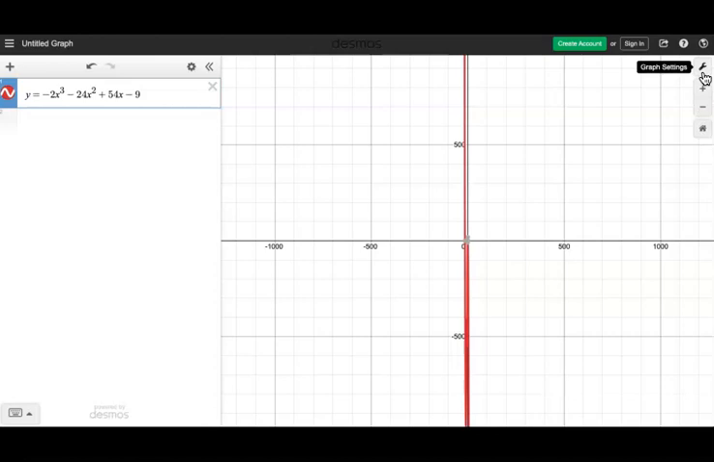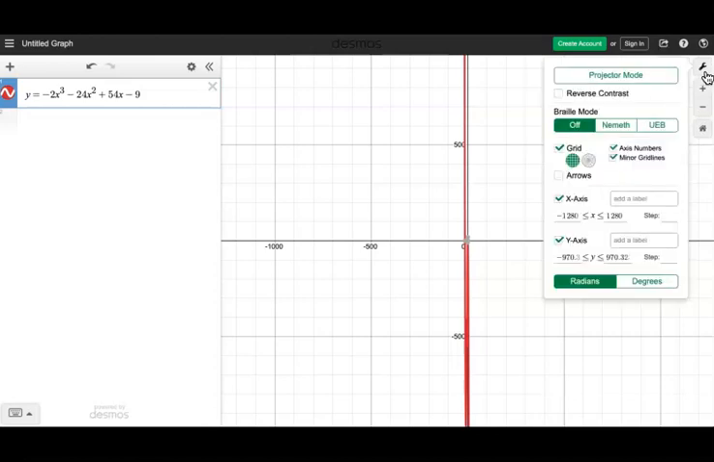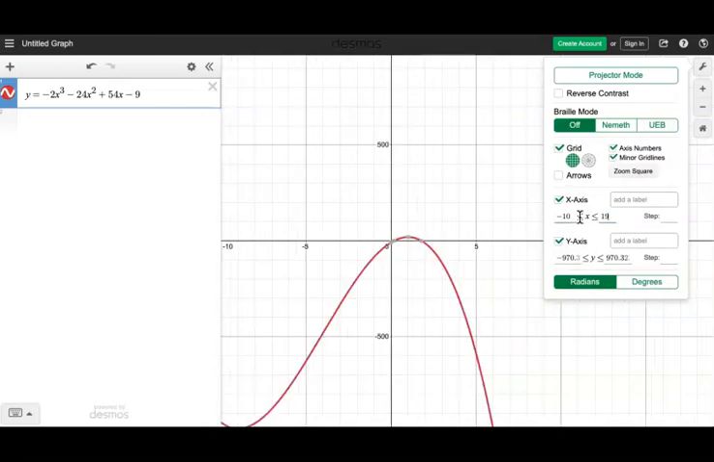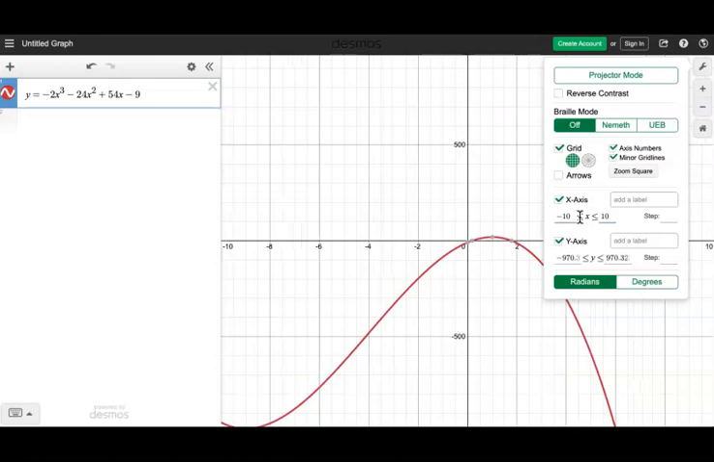So if you click on the graph settings button here, the one that looks like a little wrench, we can actually select what we want to use as our window, just like we would on a calculator. So while the y values, I think it will be helpful to have large values, I'm going to go from just -10 to +10 on my x's to see what we can see.